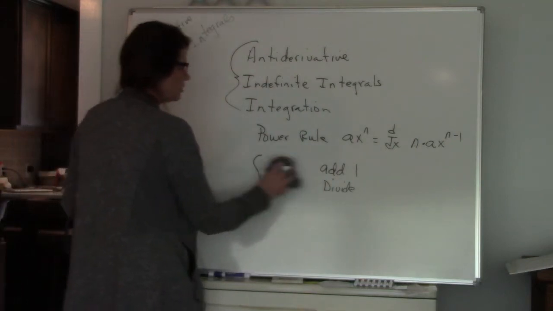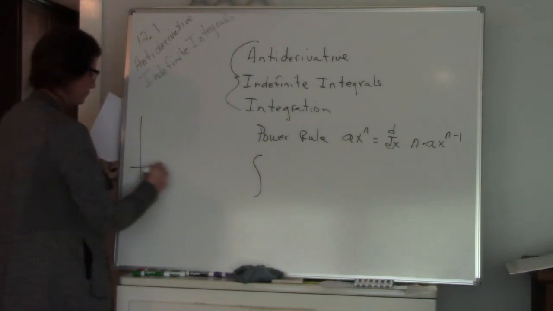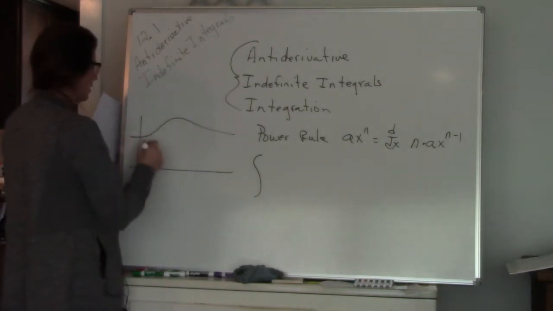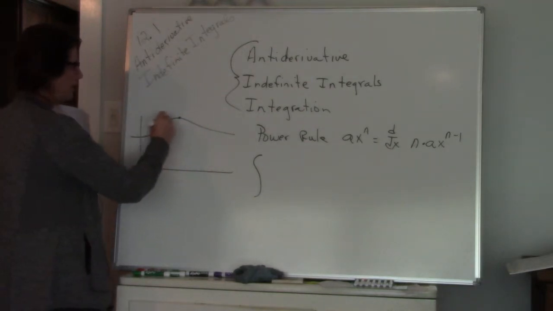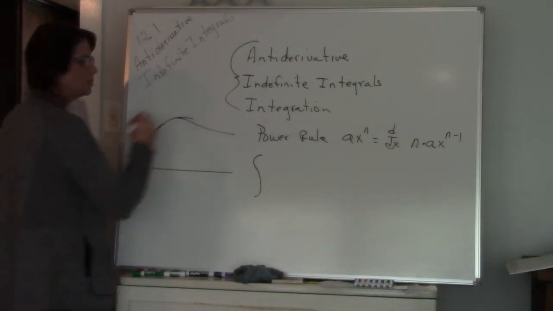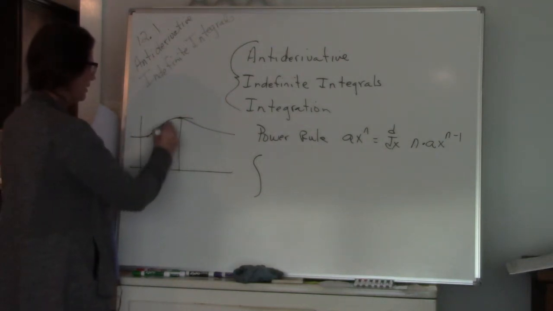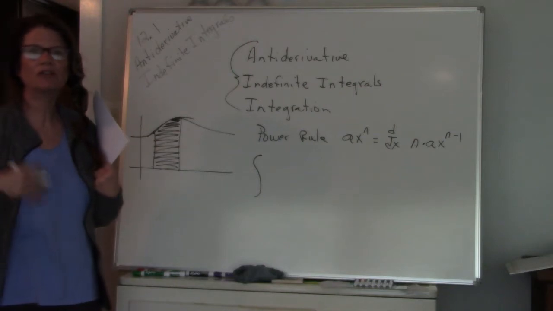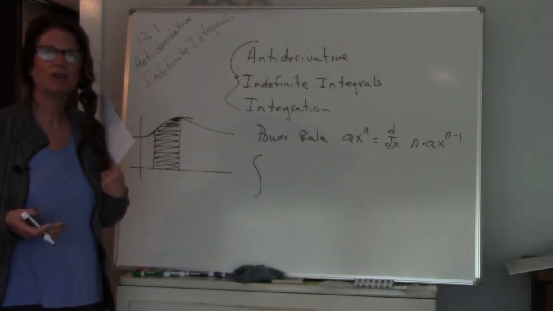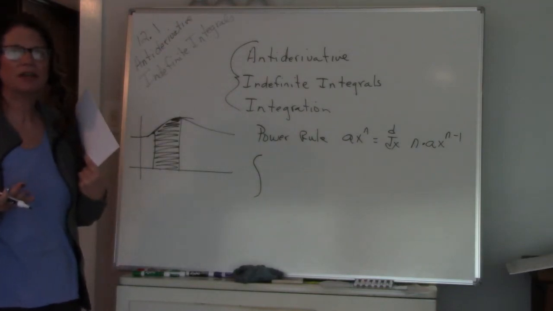Now, here's what we're actually doing. If you have a graph, okay, before, what we were doing when we were finding the derivative is we were finding the slope at a very specific point. Now what we're doing is we are finding the area under the curve. That's what antiderivatives are, is being able to find the area under a curve. So it's a very different thing than finding slope. Now we're finding area under a curve.